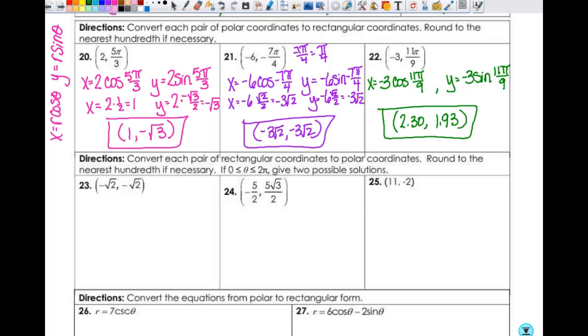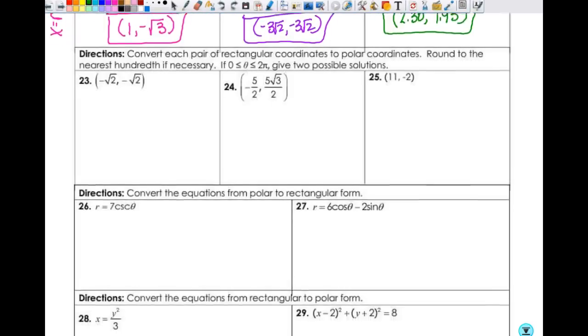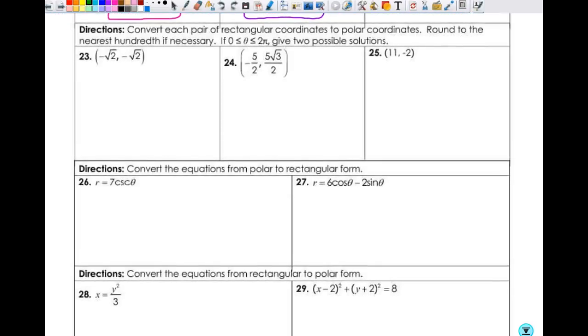All right, so now we're going to go the other way. We're going to convert each pair of rectangular coordinates to polar coordinates and round to the nearest hundredth if necessary. The other part of x equals r cosine theta, y equals r sine theta, that you would have to know is that r is equal to the square root of x squared plus y squared, and that theta is equal to the tangent inverse of y over x. And all that comes from a little right triangle in the coordinate plane if you got to draw it out to figure it out.